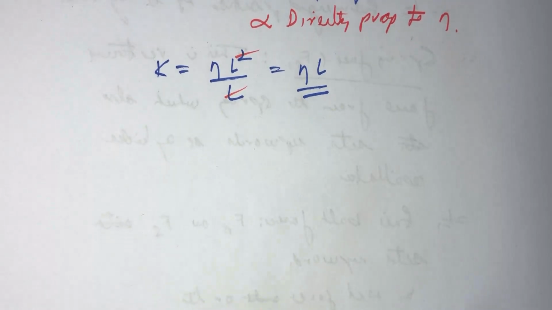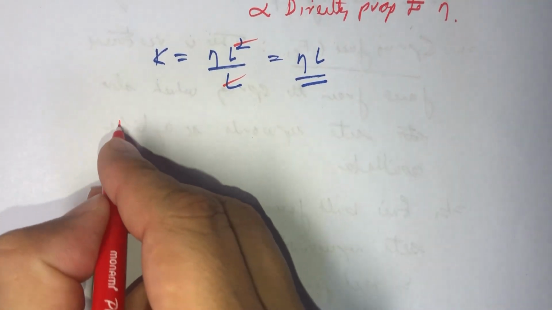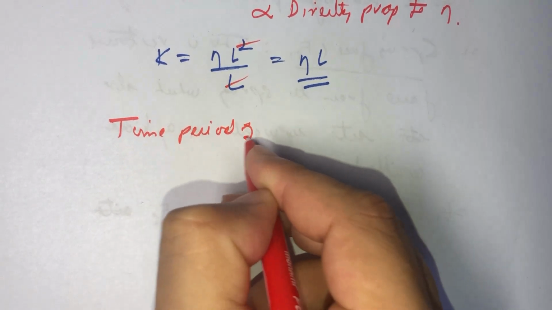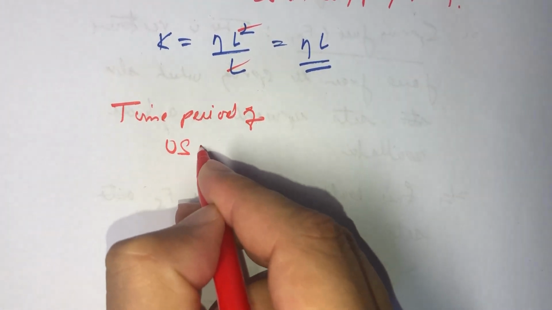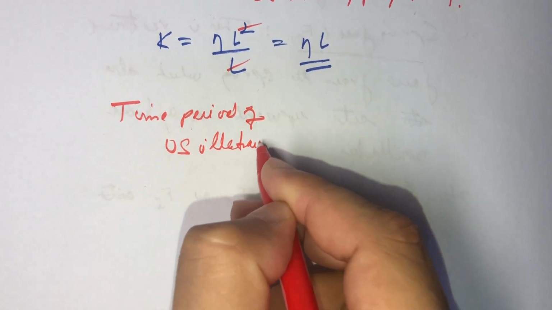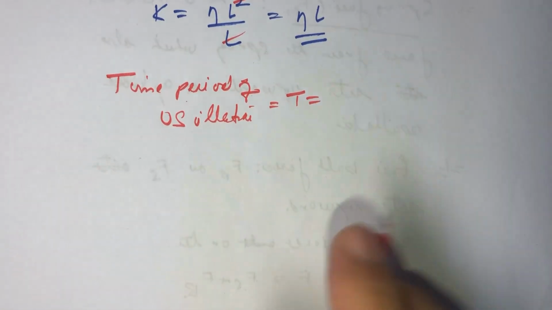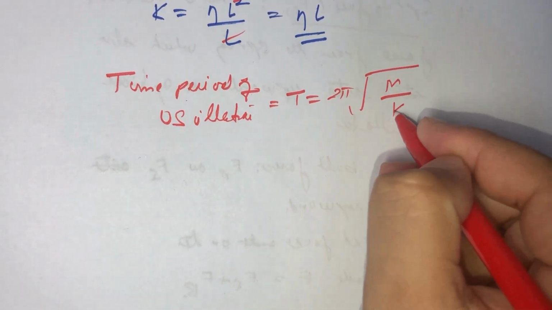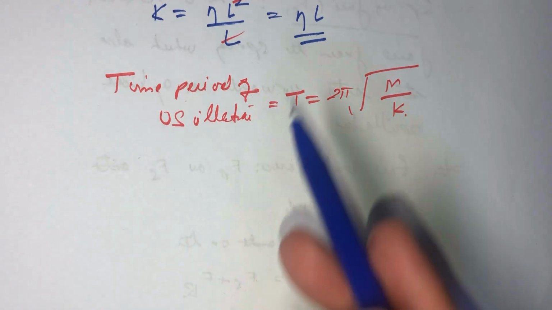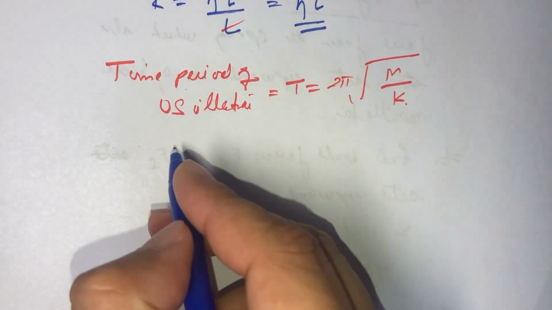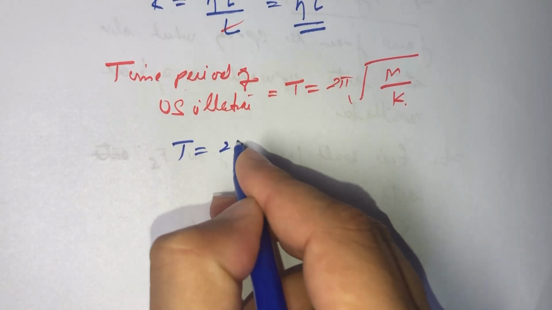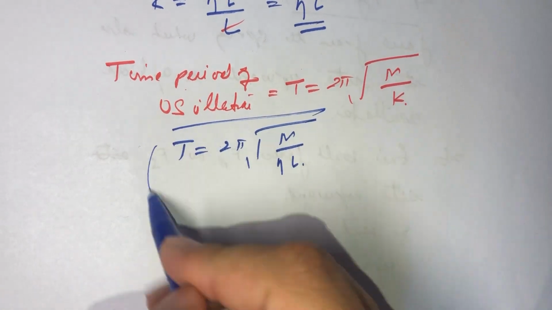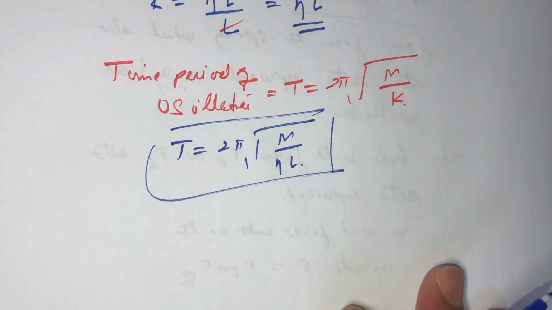Because we know that the time period of oscillation, which is given as T, is equal to 2 pi square root of mass divided by spring constant. We found the spring constant, so we substitute here, where T is equal to 2 pi square root of m divided by nu L. So this is the time period.